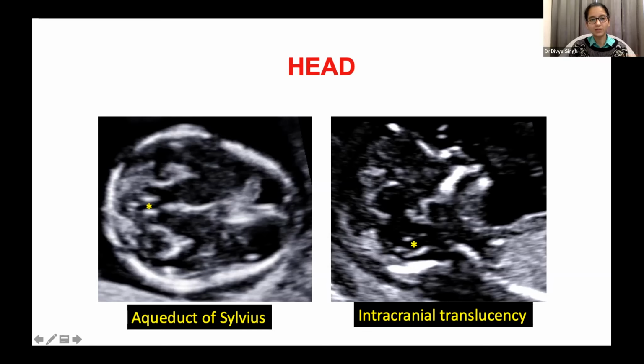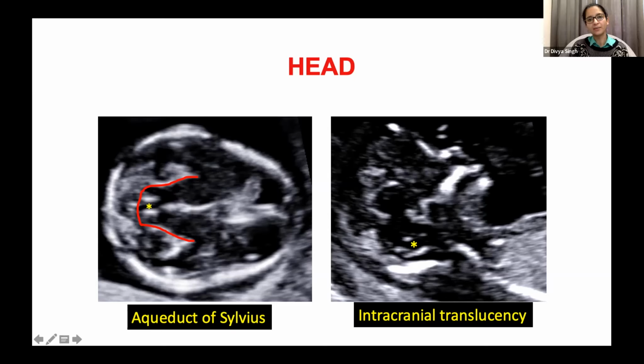Please familiarize yourself with this structure and with the fact that the normal aqueduct of Sylvius does not abut the occipital bone. There is some distance between the occipital bone and the aqueduct of Sylvius. The midbrain has this arrowhead kind of configuration. And again, the posterior margin of the midbrain is separated from the aqueduct of Sylvius.